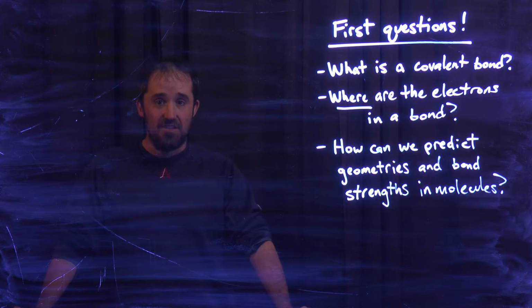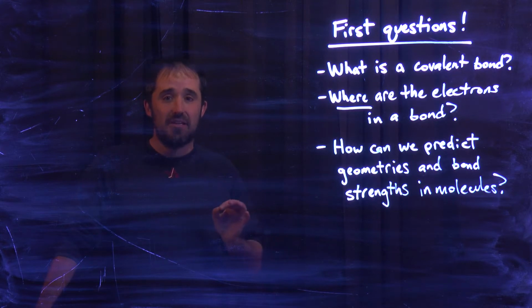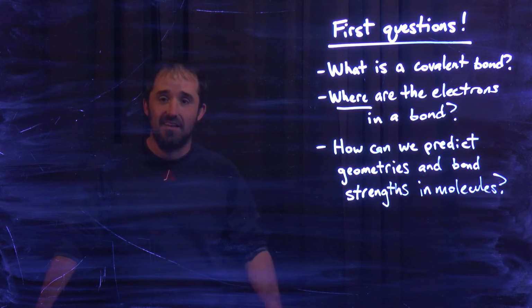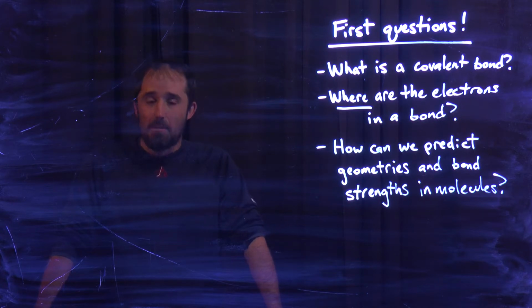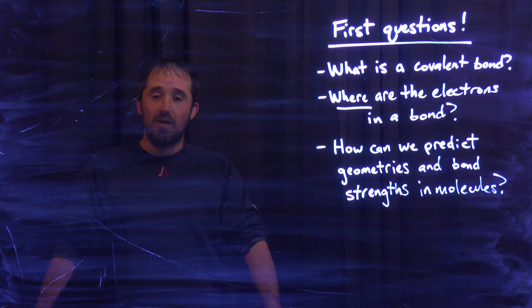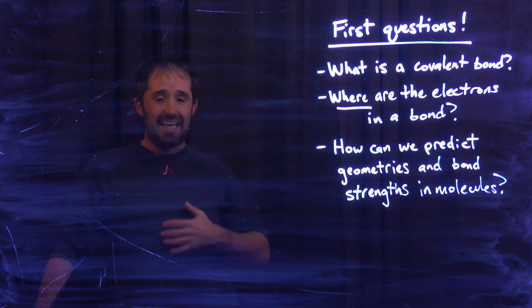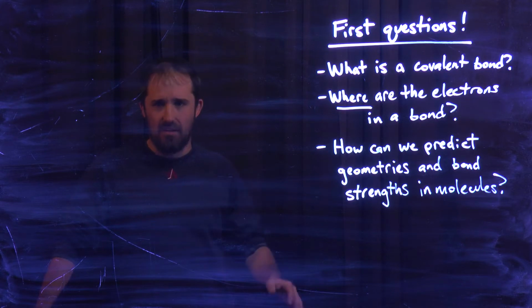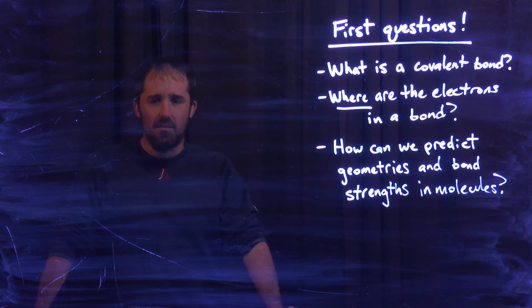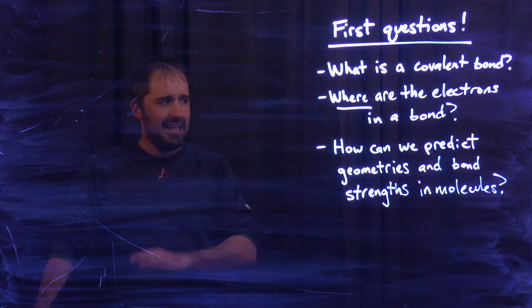So our first question of the class. Video number 1. Here we go. What is a bond? Specifically, what is a covalent bond? That's the kind of bond that we care the most about in this class. Again, bonding is what makes molecules. Bonding is what gives molecules their activities, their usefulness, their structure, everything. So we need to understand the bond before we can understand anything else.